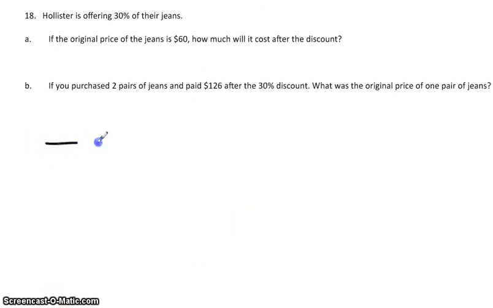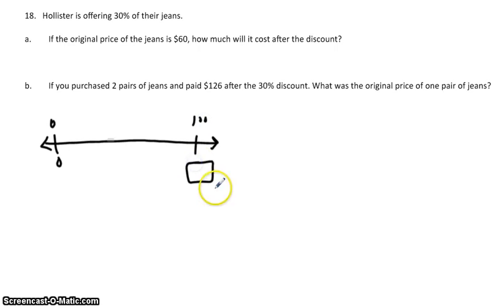If I wanted to show part B on a double number line, it would look something like this. I'd have my zeros here and then my 100%. I don't know what my original price of my jeans was. I do know that 2 pairs of jeans and I paid $126 after the 30% discount. So I don't even know the 30% discount. What I do know is the 70% that I paid, because 70 plus 30 makes 100, and I paid $126.